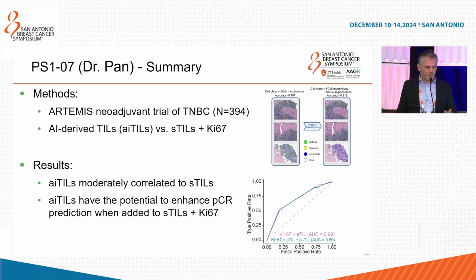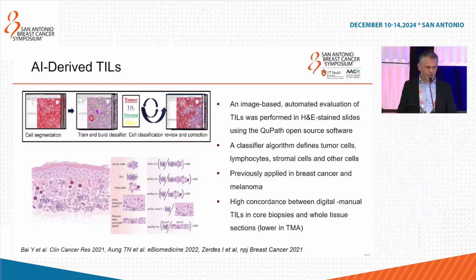What they showed is that the AI TILs were moderately correlated with manual TILs, and they showed that the AI algorithm had the potential to enhance PCR prediction when added to manual TILs and Ki-67. However, this was not obvious in the validation part of the Artemis cohort, where the AUC was not improved by the addition of the AI TILs to standard enumeration.